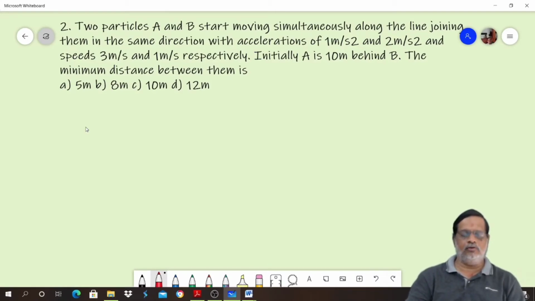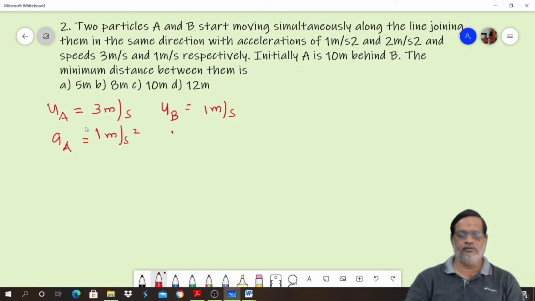So let us write down everything that is given. We have two particles A and B with the speeds UA equal to 3 meter per second, and UB equal to 1 meter per second. Similarly, acceleration of A is given as 1 meter per second square, and acceleration of B is given as 2 meter per second square.